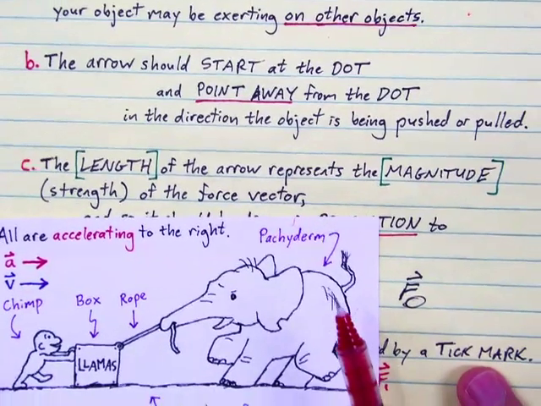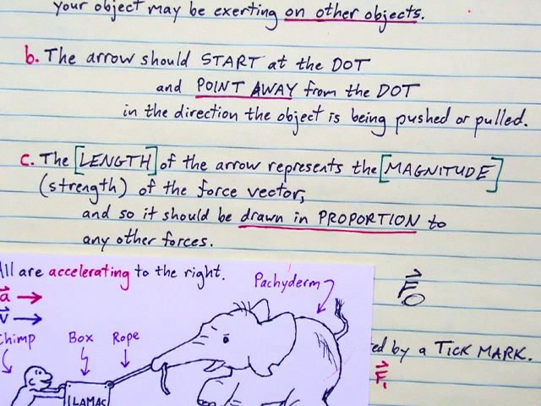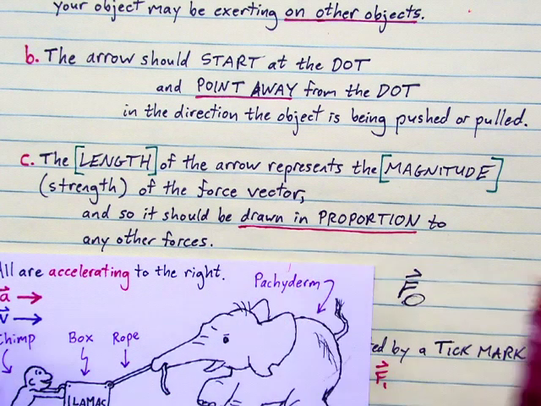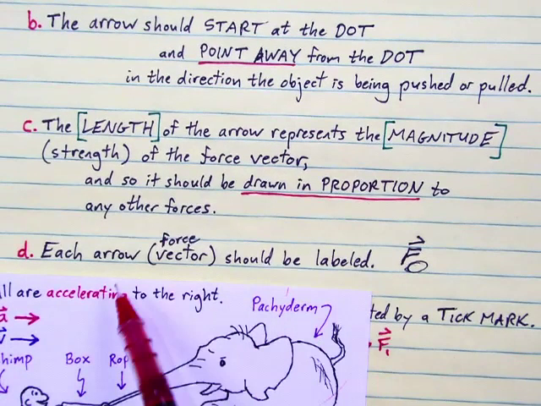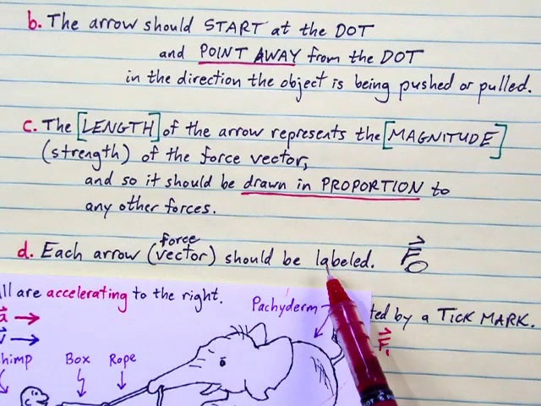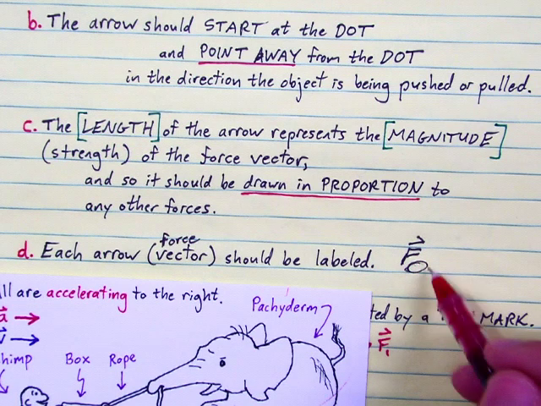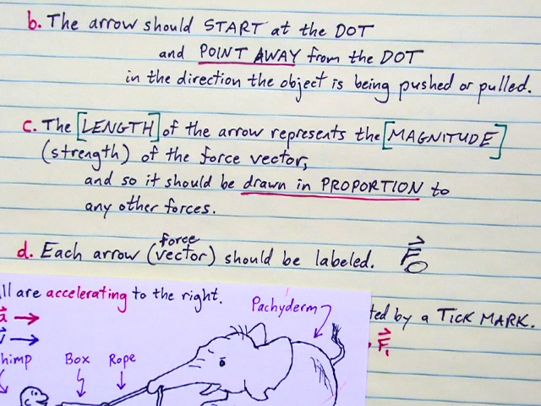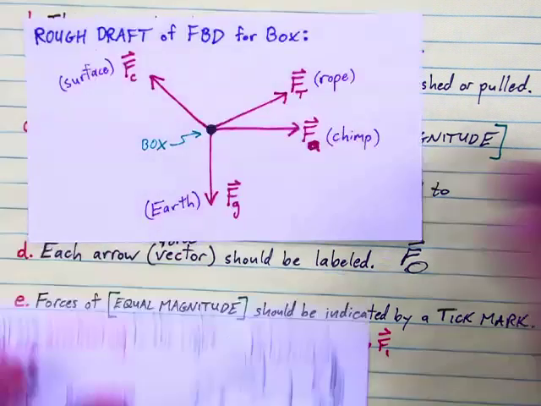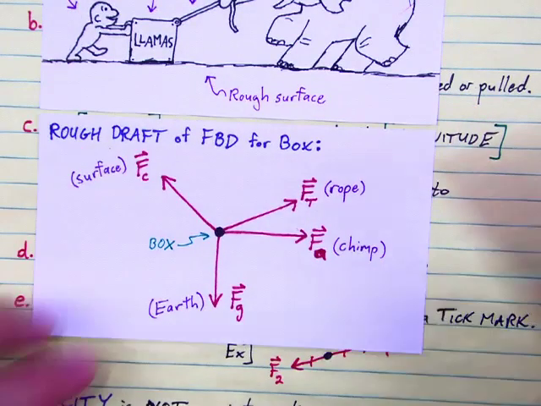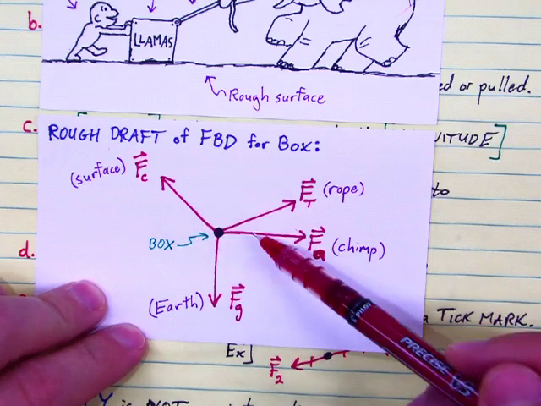C. The length of each arrow represents the magnitude or strength of that force vector, and so it should be drawn in proportion to any other forces. D. Each arrow, each force vector, should be labeled, typically capital F with a harpoon over it and some subscript to tell us what type of force it is. So now let's put down a rough draft of this free body diagram for the box. We counted 4 interactions, so I've got 4 arrows to represent those 4 interactions.